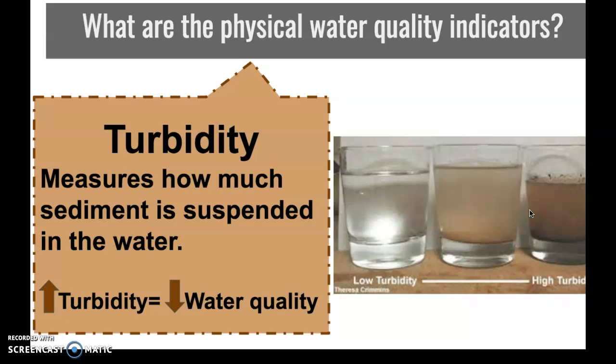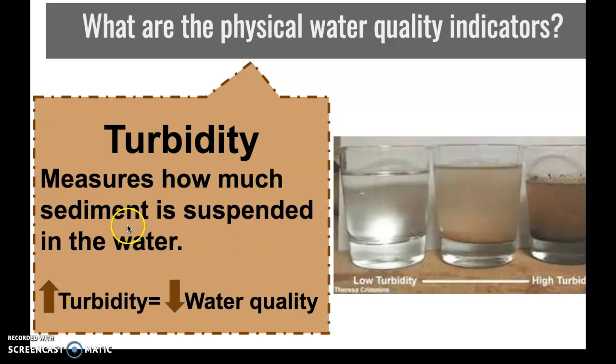Turbidity is our first of our physical water quality indicators. Turbidity measures how much sediment is suspended in the water. Generally, a sample with high turbidity has a lower water quality. This is because if you're looking at my jars right here, this one is going to allow for much more sunlight to penetrate down to our plants if our plants were right here. This one is going to block the sunlight.